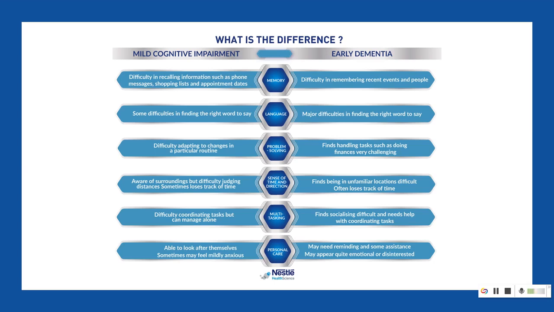With early dementia, they might start to see that socializing is a little more difficult, harder to stay in the conversation, and they're going to need some help coordinating tasks. With personal care under MCI, they're able to look after themselves. Sometimes they might feel a little anxious, realizing that they are starting to forget some things. As the disease progresses into early dementia, they might need some reminding and assistance with some of those ADLs, and we might see a little more emotional disturbance, and they may be a little more disinterested in what's going on around them.